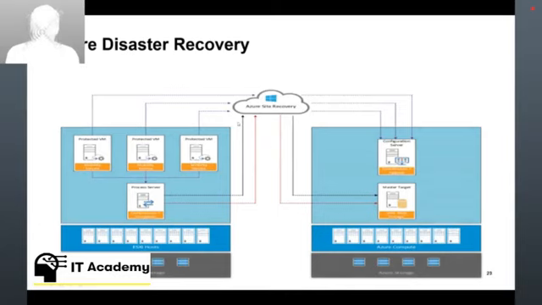If I'm doing a planned failover, SRM will gracefully shut these machines down. As they shut down, they'll replicate to the latest version across the cloud. Then the machines will shut down here and they'll start up over here. Then we have a failback operation, which does the same thing in reverse.